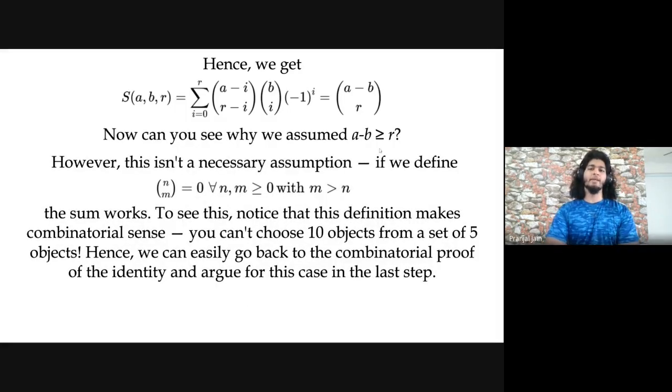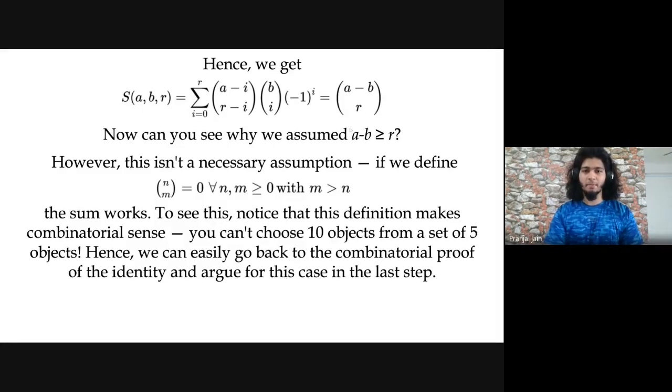So now we'll come to this assumption of A minus B is greater than or equal to R. And now I'll say that this is not actually a necessary assumption. If we redefine our binomial coefficients to be able to handle this scenario where the upper index is smaller than the lower index, so M is greater than N, we can assign this to be 0, and then this sum will work. So if you assign it to be 0, then you have your identity equaling 0 when A minus B is lesser than R.